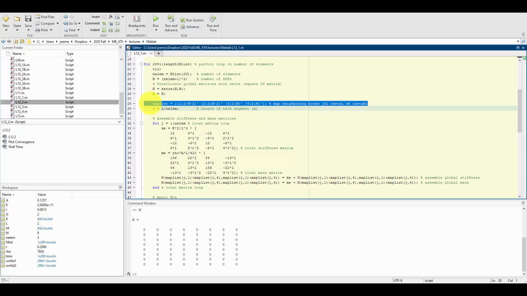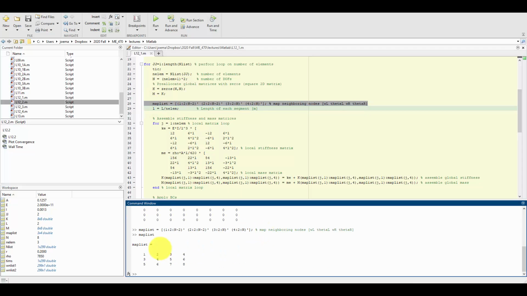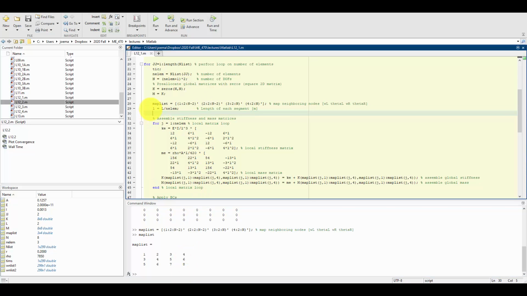Then we can create this map list, and that's just what I wrote before. So we see here for element 1, 1, 2, 3, 4, element 2, 3, 4, 5, 6, and element 3, 5, 6, 7, 8. And this map list will grow and always be correct no matter how many elements, how many nodes we are looking at. And then little l, the length of each of the elements. Because I'm only going to be using uniform sized elements for this analysis, I can just divide that total length L by the number of elements I'm using.